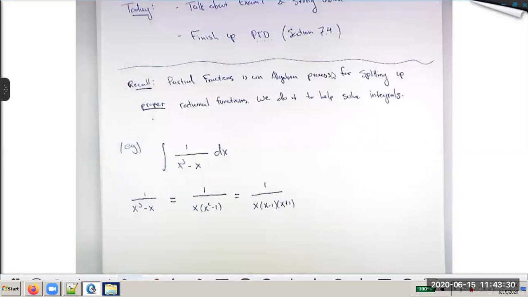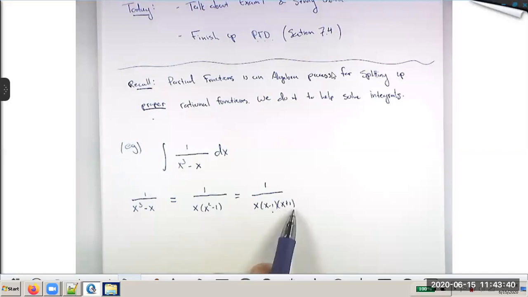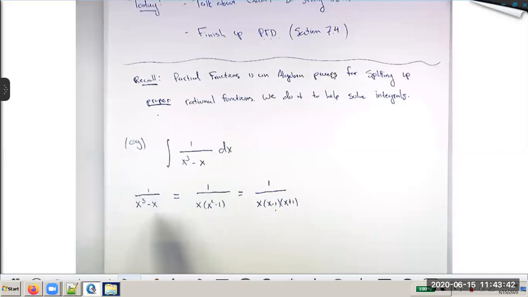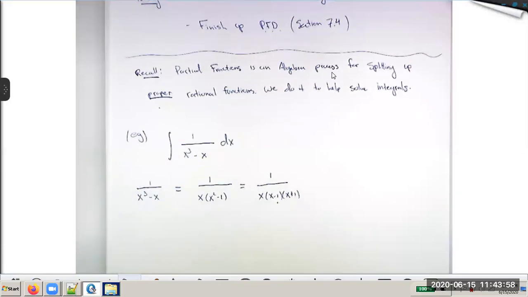And then we move to the PFD setup. Here, the PFD setup is really nice because this denominator factored into distinct linear factors. It would be a mistake to stop here and say, oh, this is a quadratic factor, so I have to do that weird quadratic thing, because it is not irreducible. It factors. So remember, factor everything as far down as you can before you get started with the PFD.